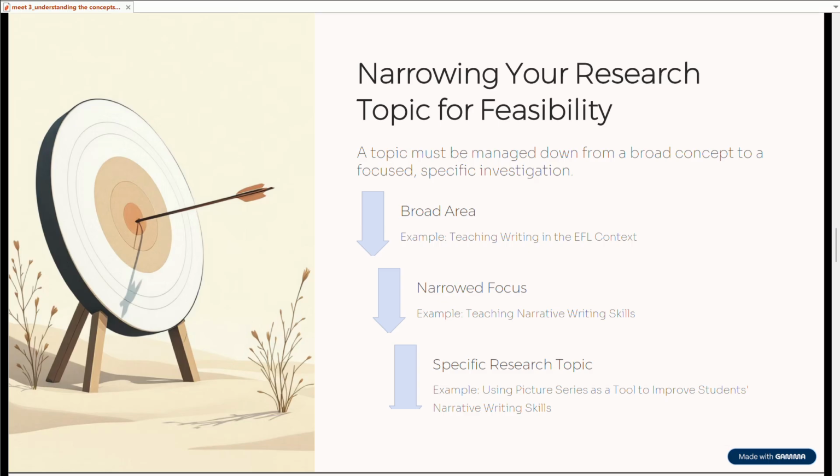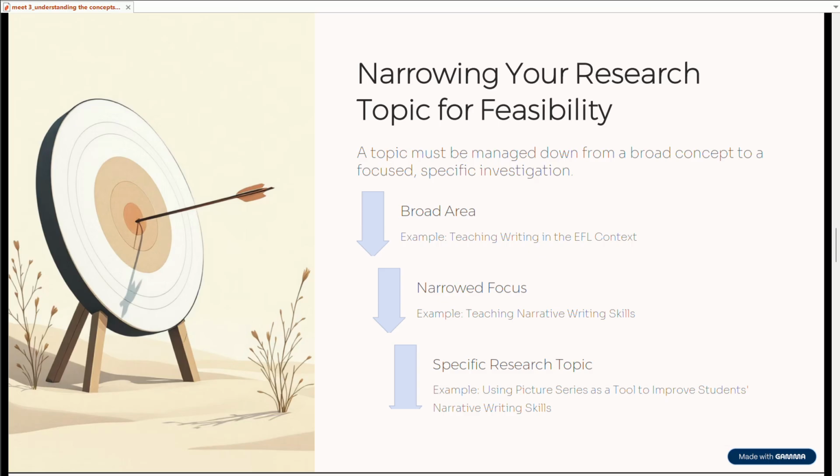The first focus is about teaching. Let's narrow the focus from teaching writing in the Java context into teaching narrative writing skills. But we still need to make it more specific, because the more specific it is, the better. A specific research topic can be using picture series as a tool to improve students' narrative writing skills. So you see the difference, okay?